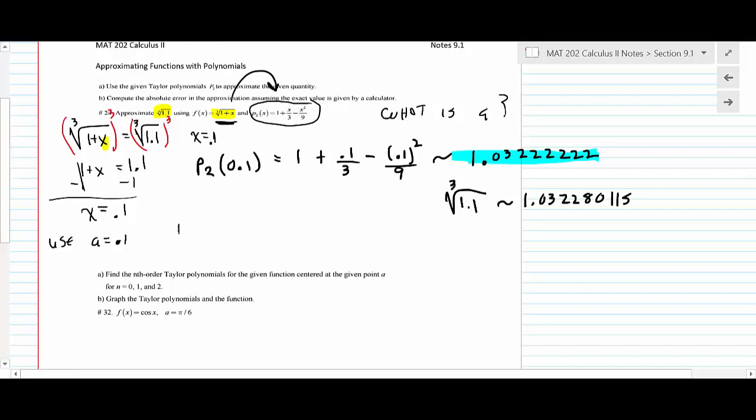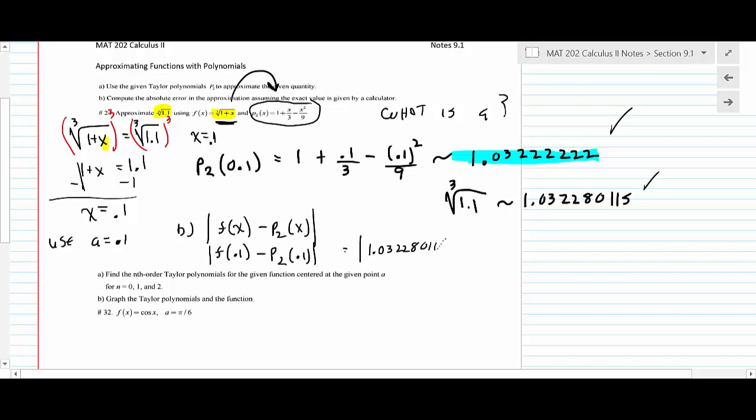And then part B, we're going to find the error. What do you do for the absolute error? You just subtract the two. It doesn't matter what order you subtract them in, because you generally take the absolute value anyway. We usually say f of x minus P2 of x. Since we're approximating at 0.1, I should write that as f of 0.1 minus the quadratic approximation. So you take the value I got on the calculator, 1.032280115, and subtract the approximation, and that would give you that value.